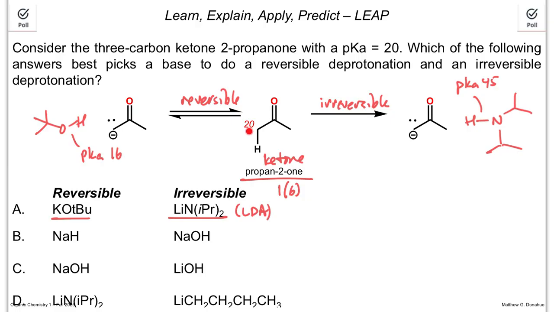So you look at your starting acid, the pK of the conjugate acid, and you do the difference. So here you have a difference of 25. So 25 versus 4, and if that difference is greater than 5, we would say it's irreversible.